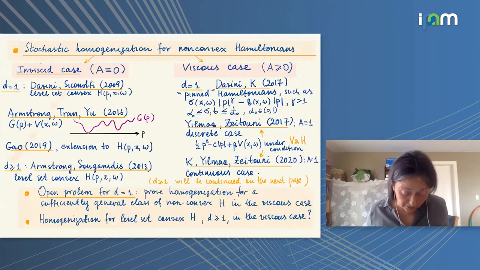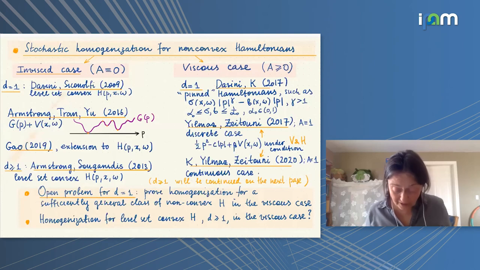So I wanted to draw your attention, at least on this slide, to two problems. First, in dimension one, there is not a single counterexample, and the standing conjecture is to prove homogenization for a sufficiently general class of non-convex Hamiltonians in the viscous case. It's really hard to imagine, at least to me, that if there is homogenization for a Hamiltonian in the inviscid case, you go to, say, the uniformly elliptic viscous case and homogenization may fail. That should not be the case.